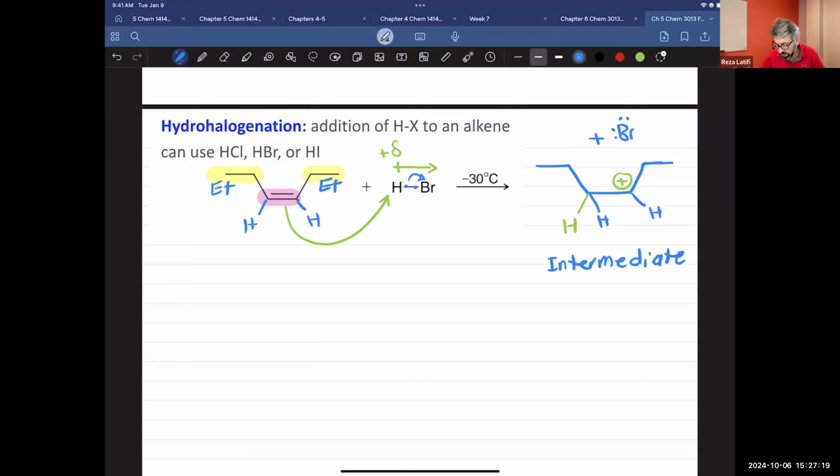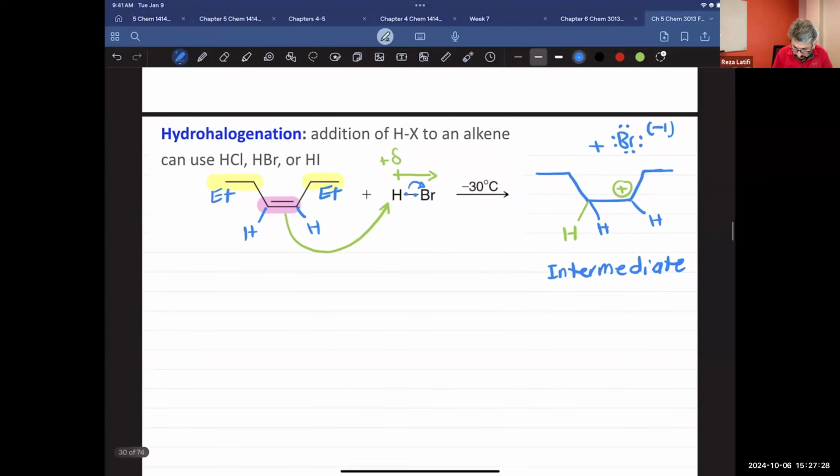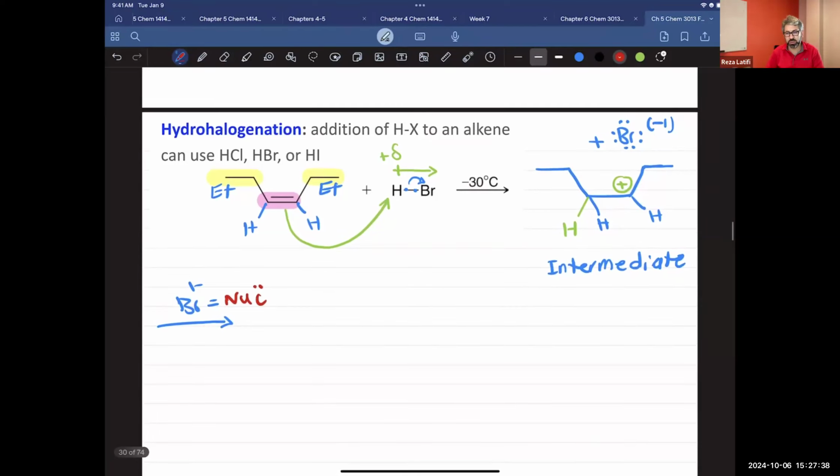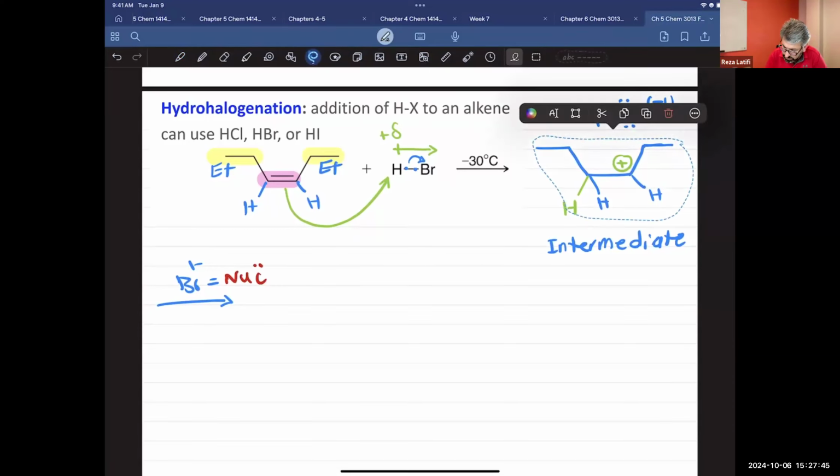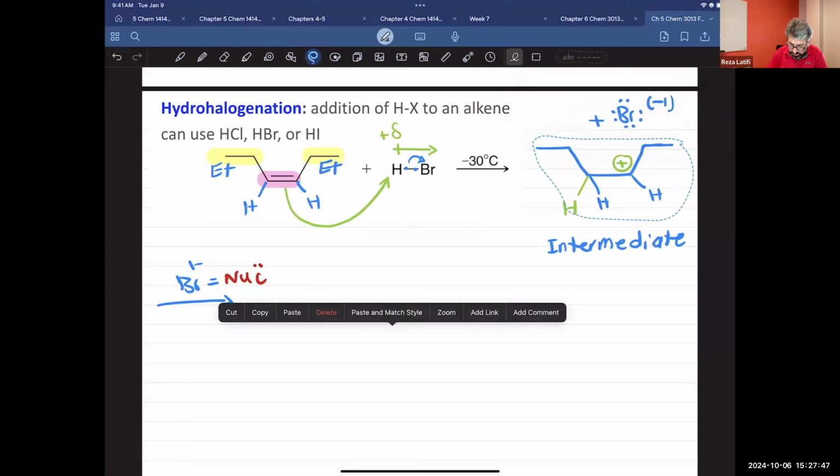Of course, you have a bromide somewhere there. Bromide has 4 lone pairs, so bromide has a negative charge. It will be -1. And then in the next step, this bromide will be added to the system. So bromide will be the nucleophile, and it will attack the carbon with a positive charge. So I'm going to take this species and add the bromide to it.